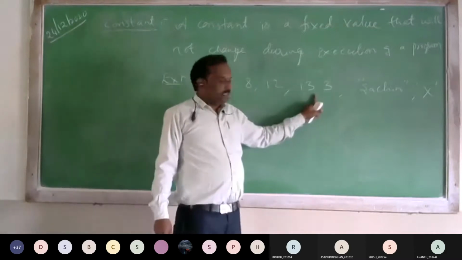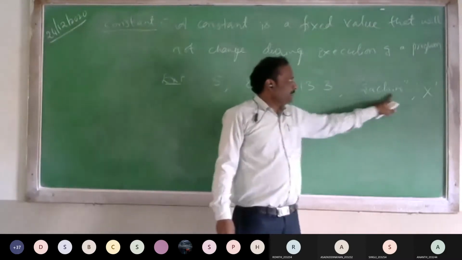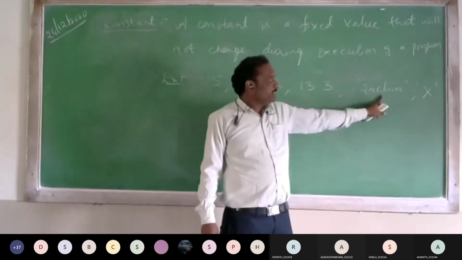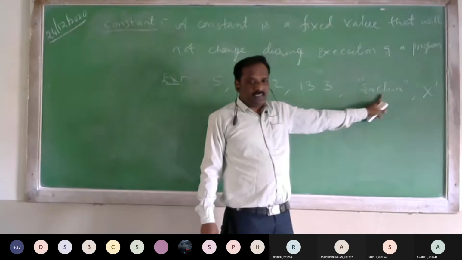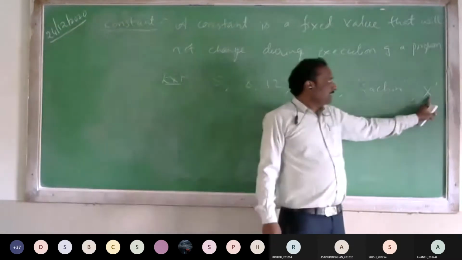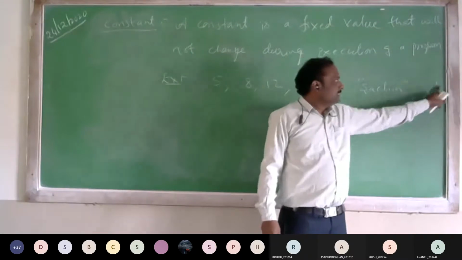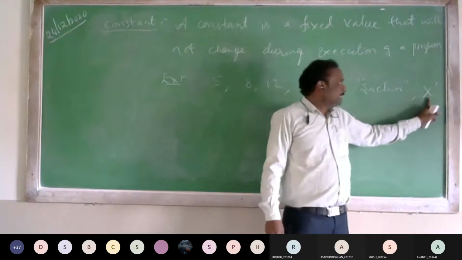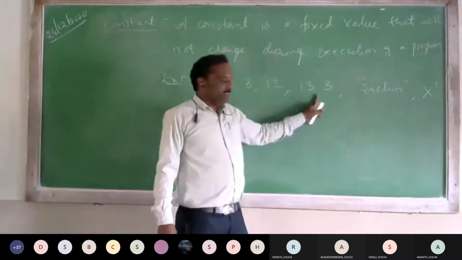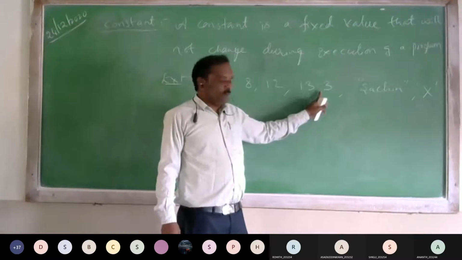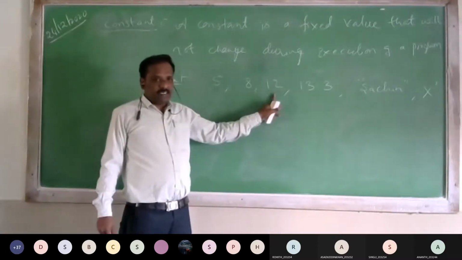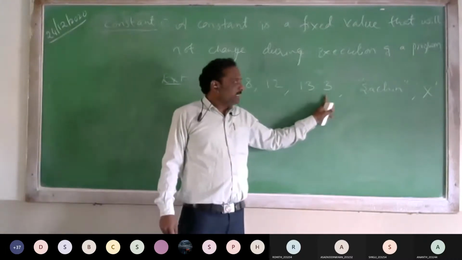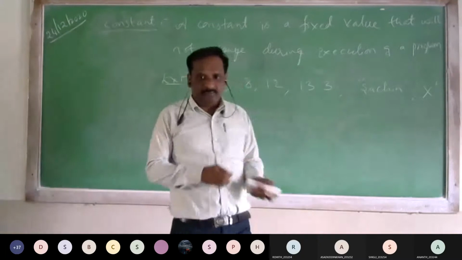This is a real constant. Here I have written a name, Sachin, inside the double quotes. So Sachin is a name. This is also a constant, called a string constant. Here it contains only one letter X inside single quotation marks. This X is called a character constant. This is a string constant. This is a real constant, also called a float constant. This is a decimal constant. A decimal constant will not contain the fractional part. The real constant will contain the fractional part.